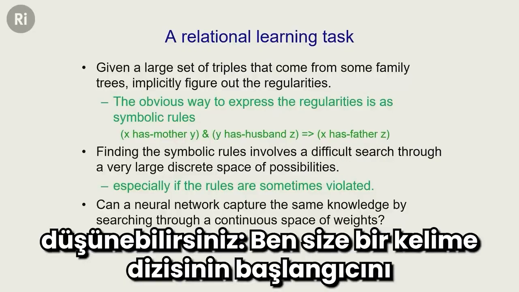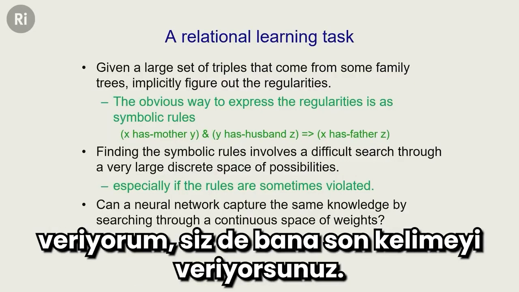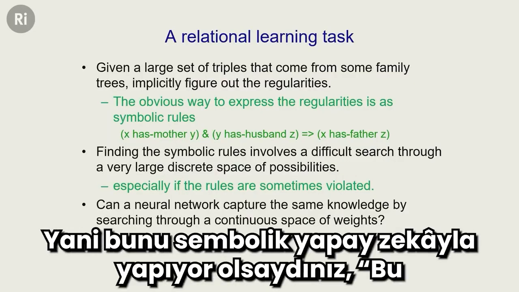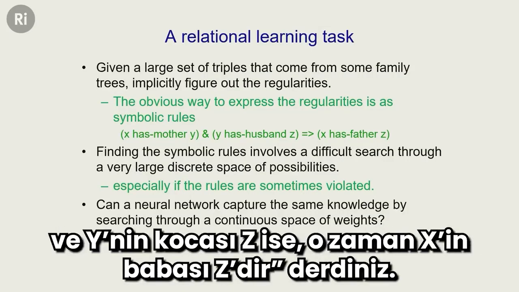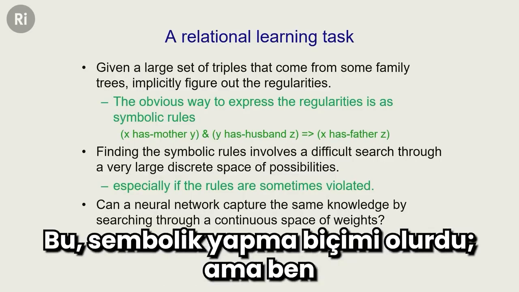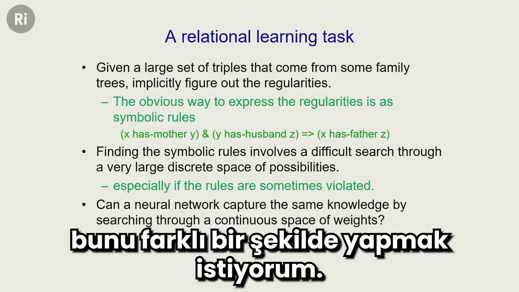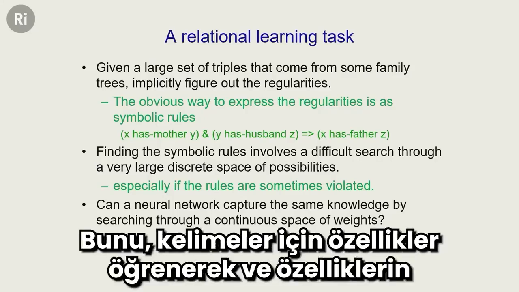Now, you can think of a relational learning task as: I give you the beginning of a string of words and you give me the last word. If you were doing this with symbolic AI, you'd say, well, we have regularities in this domain of the form: if X has mother Y and Y has husband Z, then X has father Z. That would be the symbolic way to do it. But I wanted to do it a different way.